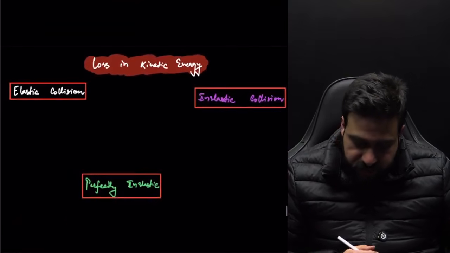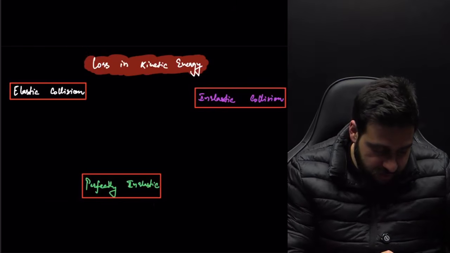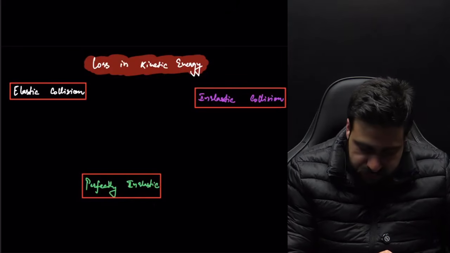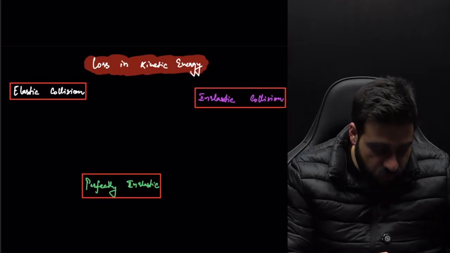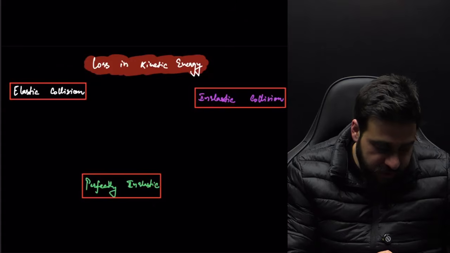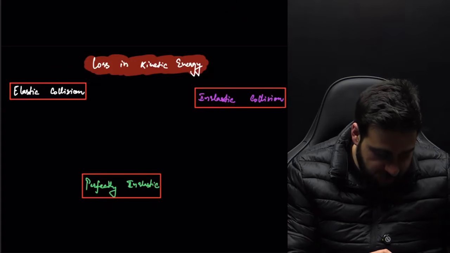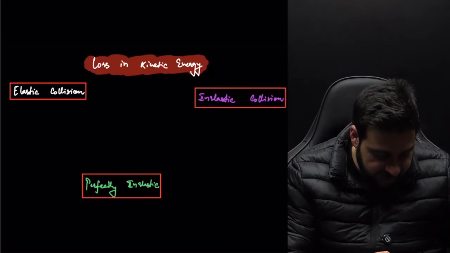Now we need to understand loss in kinetic energy also. Loss in kinetic energy in inelastic, and loss in kinetic energy in perfectly inelastic. And what about loss in kinetic energy in elastic? In elastic, loss in kinetic energy is actually 0, because whatever is the kinetic energy initially, same is the kinetic energy finally.